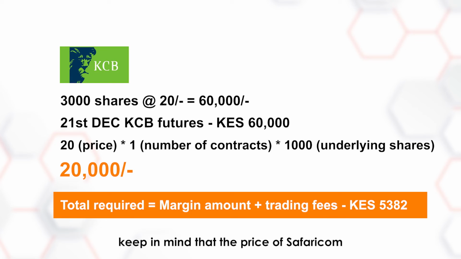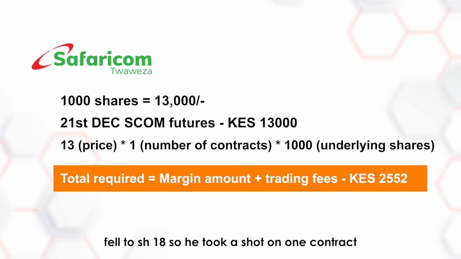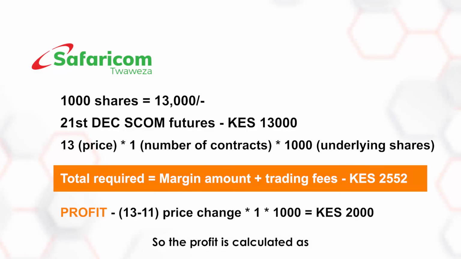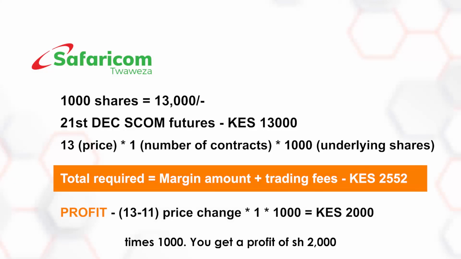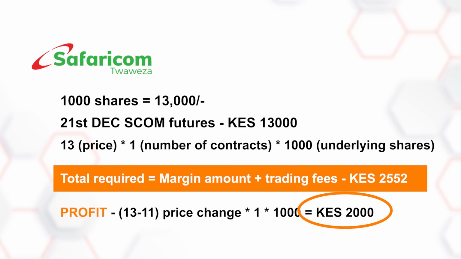Let's now see how this works. Keep in mind that the price of Safaricom fell to 11 Kenyan shillings, while KCB's share price fell to 18 Kenyan shillings. So he took a short on one contract of the 21st of December 2023 Safaricom futures. Let's calculate his profit. So the profit is calculated as the price change, that's 13 minus 11, times 1, that's the number of contracts, times 1,000. You get a profit of 2,000 Kenyan shillings.